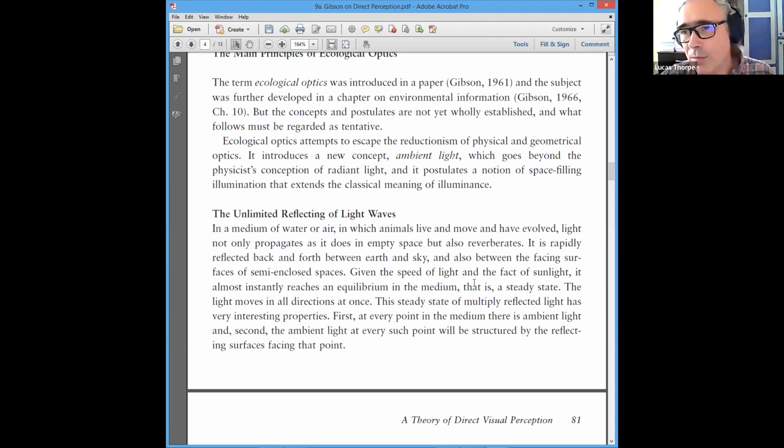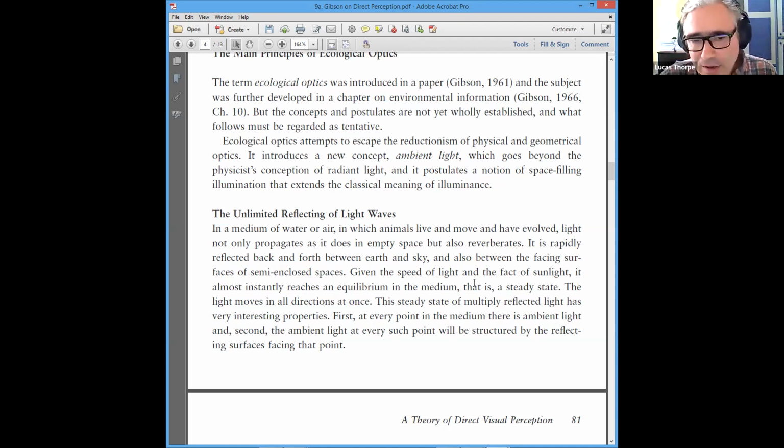Gibson thinks, though, that when it comes to vision, what we should be thinking about is the ambient light. So light comes from the sun, it bounces around, and the whole environment we live in, when there's some source of lighting, is full of structured light. And he calls this ambient light.